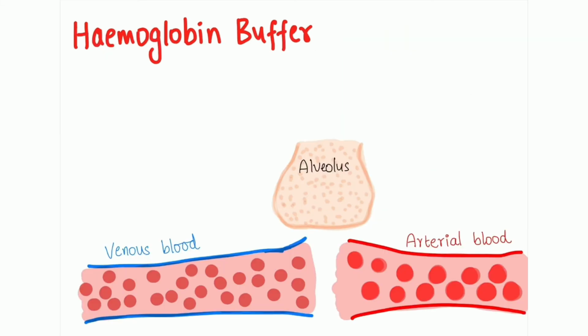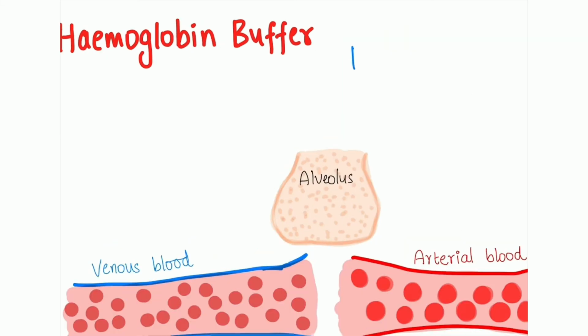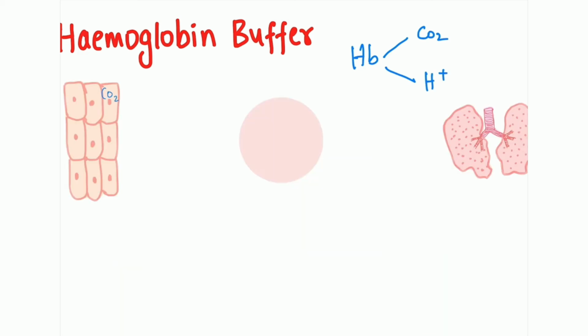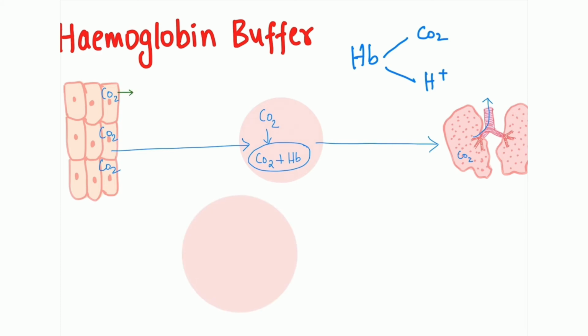And coming to the hemoglobin buffer, we all know that hemoglobin acts as a buffer for both carbon dioxide and hydrogen ion. So CO2 from tissues diffuses across the RBC membrane, and here this CO2 combines with hemoglobin to form carbaminohemoglobin. And when this RBC goes to the lungs, it gets released and this CO2 gets exhaled outside, and some amount of CO2 dissolves directly in plasma as well.